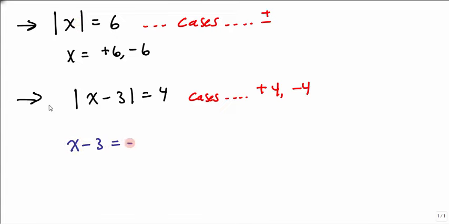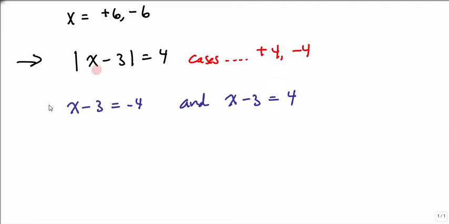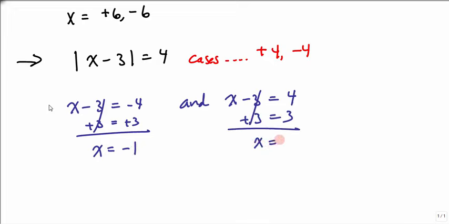x minus 3 equals negative 4 and x minus 3 equals positive 4. So for my first case, you basically just drop the absolute values. For the second case, you drop the absolute values and negate the right-hand side. So I solve each of these. I add 3 to both sides. Here I get x is equal to negative 4 plus 3 is negative 1. Over here, I'll add 3 to both sides, and I get x equals 7.